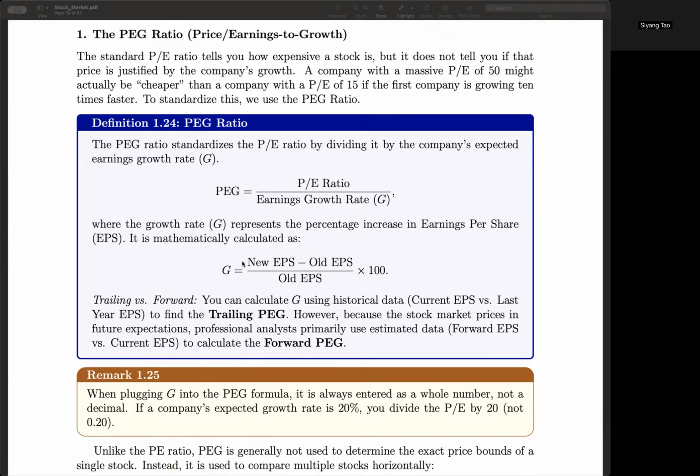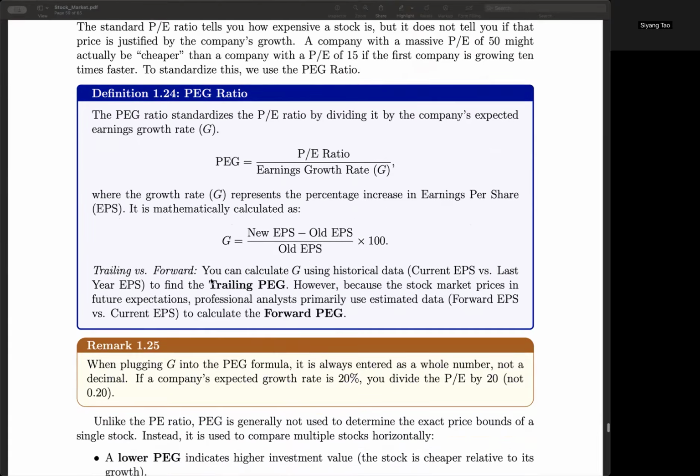Just like the PE ratio, the time frame matters. If you calculate G using historical earnings, you get the trailing PEG. However, because the stock market prices in future expectations, professional analysts primarily use estimated future data to calculate the forward PEG.